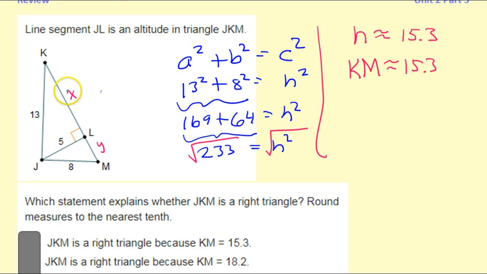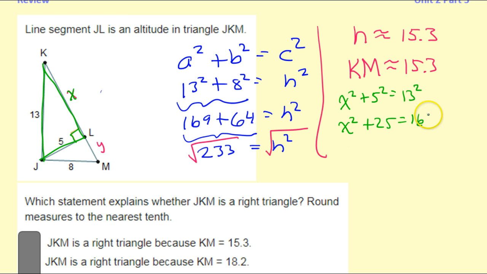I'm going to change colors. I'm going to find X right now. We can do the Pythagorean theorem on this triangle right here, which is definitely a right triangle. So x squared plus 5 squared is equal to 13 squared. So x squared plus 25 is equal to 169. Subtracting 25 from both sides, x squared is equal to 144. Take the square root of both sides. X is equal to 12. Okay, so x is 12.